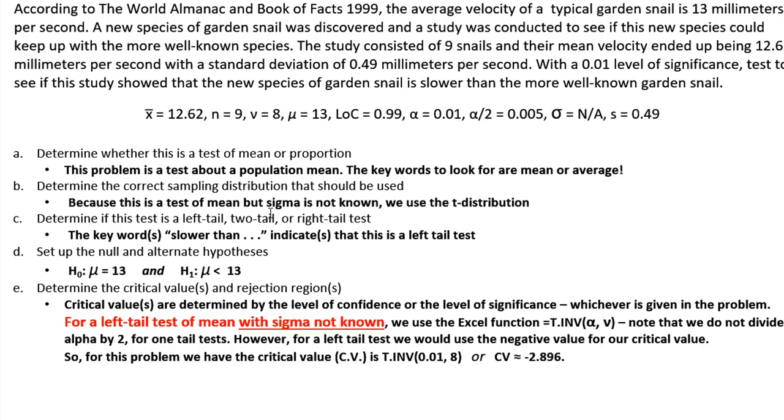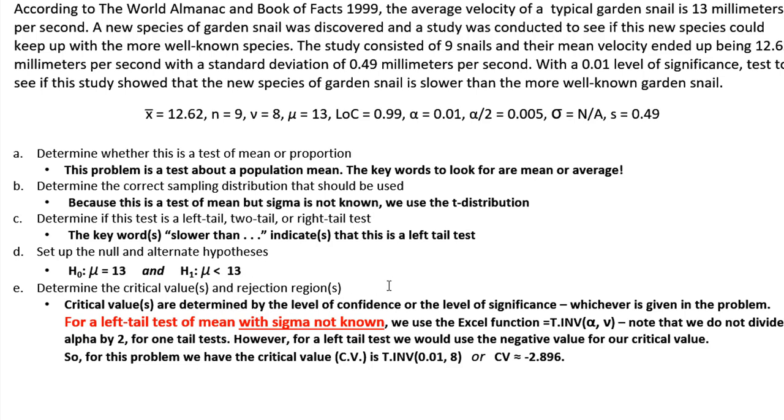Determine if this test is a left tail, two tail, or right tail test. The keywords "slower than" indicate that this is probably a left tail test. And again, not necessarily so. These problems can be tricky from time to time. We set up our null and alternate hypotheses. We have mu equals 13 because that's the value that we're testing against, the garden snail, 13 millimeters per second. And because it's a left tail test, we set up our alternate hypothesis as mu is less than 13.